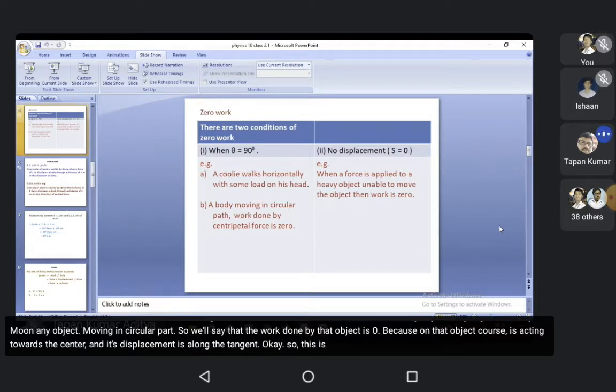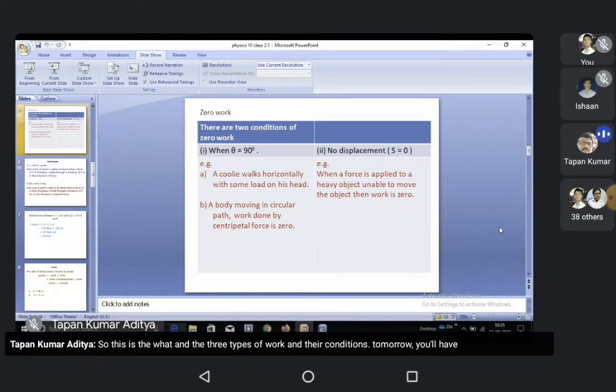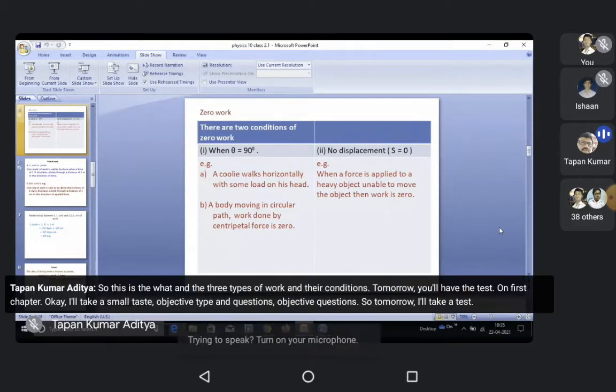So this is the work and the three types of work and their conditions. Tomorrow you will have the test on the first chapter. Okay, I'll take a small test, objective type, 10 questions. So tomorrow I'll take a test.